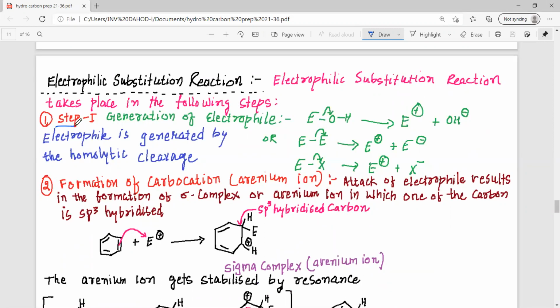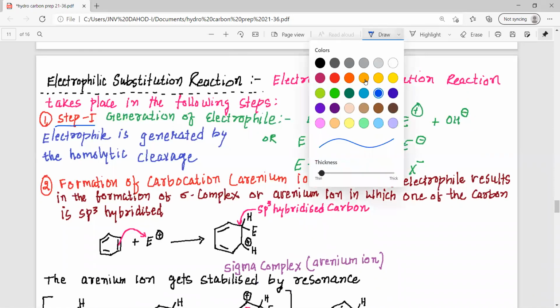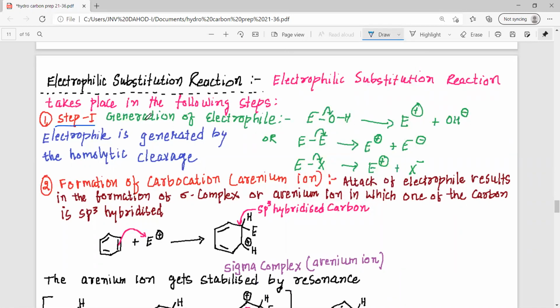We have step one, you can see here. We have step number one. In step number one, my dear students, we study about the generation of electrophile. So let us study how the electrophile is being generated. We can have electrophile bonded with the OH, or we can have the electrophile bonded with another electrophile group, or we have electrophile that is bonded with the X, where X is your chlorine, fluorine, bromine, iodine, or halogen.